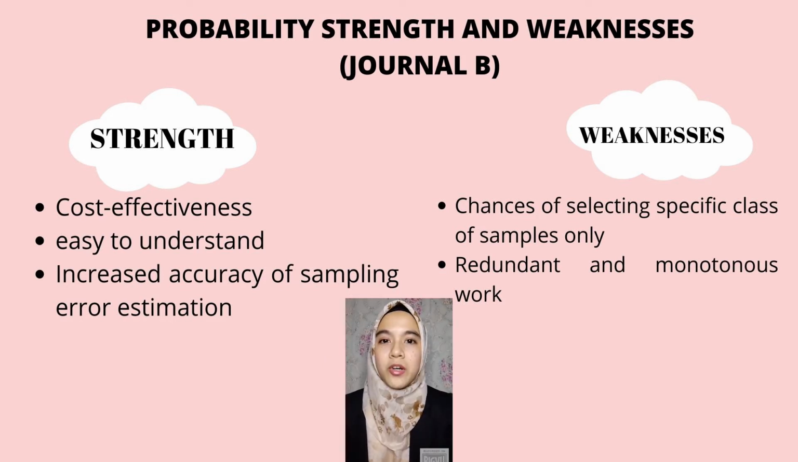Done with the advantages of probability sampling, we move to the disadvantages. The first one is the chance of selecting a specific class of sample only. The main disadvantage of probability sampling is that it's sometimes difficult or impossible to know a priori the probability of each unit in the population to be part of the sample. That is, to draw a probability sample. This is particularly true in a finite population.